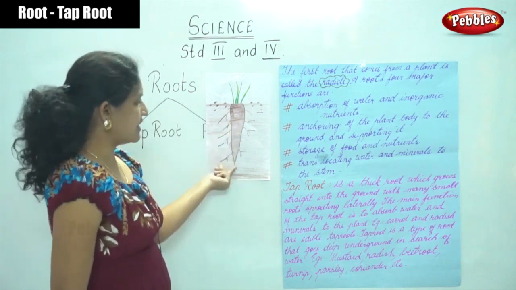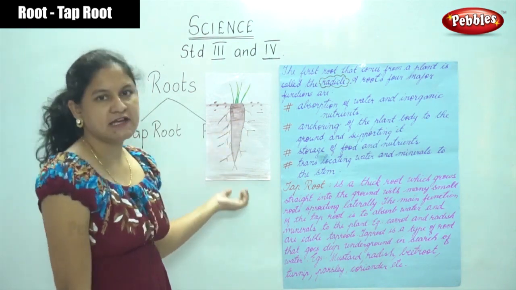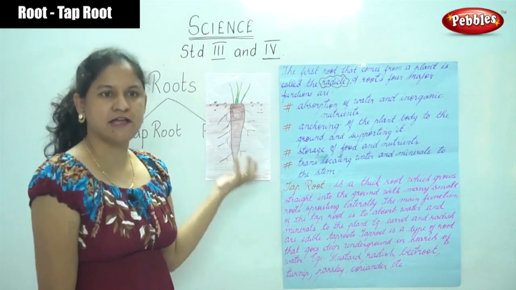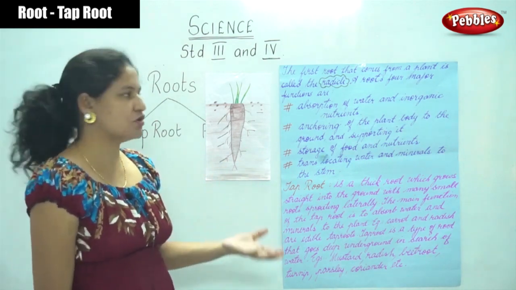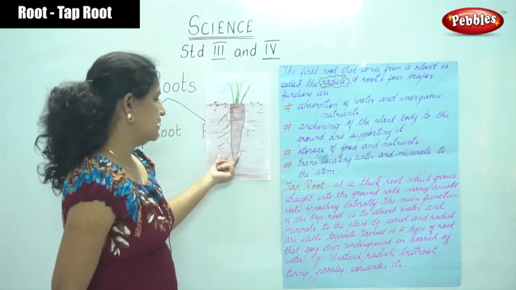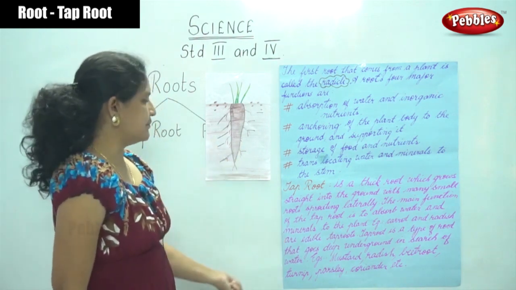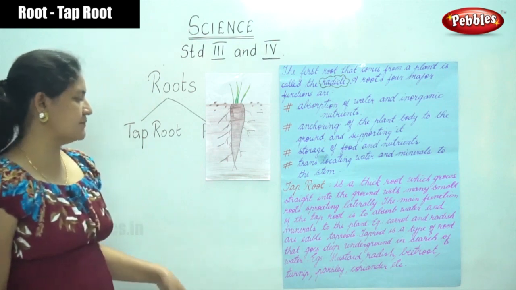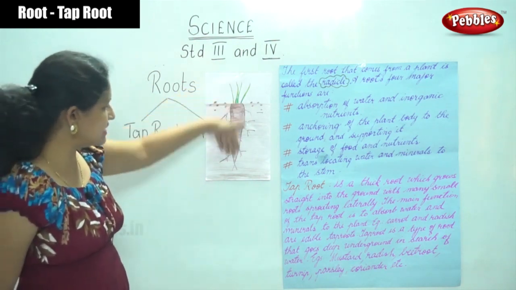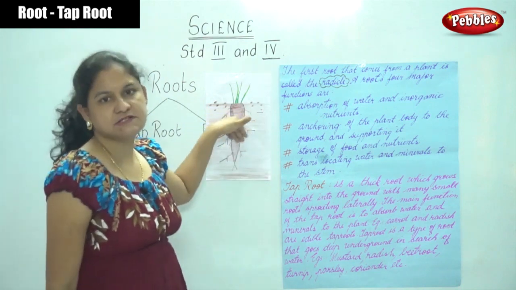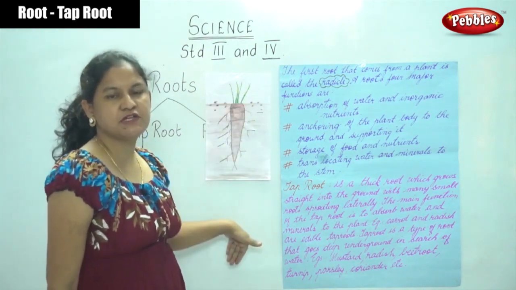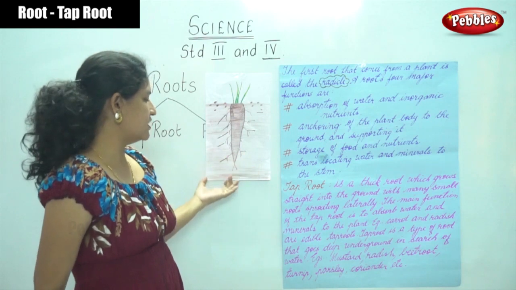Examples are carrot and radish, which are edible taproots. Edible is something that we can eat raw. The taproot is a type of root that goes deep underground in search of water.